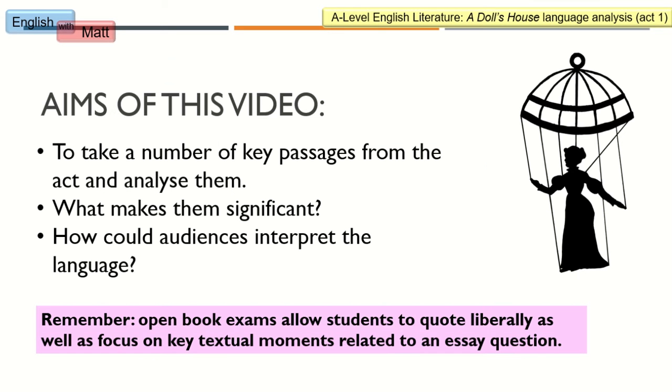We're going to be taking a selection of passages from the first act, analysing them in terms of any techniques, any key words, discussing what makes those particular quotes significant, and also how audiences can interpret the language. And a reminder that if you are studying the play as part of an open book exam, which means you have the book with you in the exam, that gives you the opportunity to quote more liberally, which means that you can find specific textual moments in the play related to an essay question. So it might be that in that exam, you might be talking about some of these extracts in your answer.